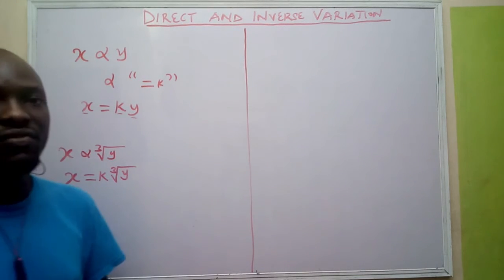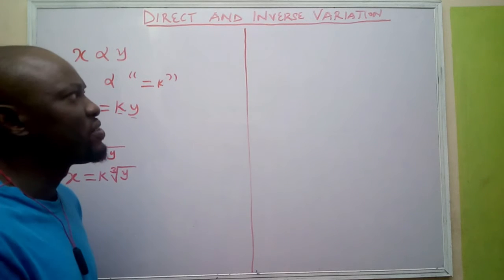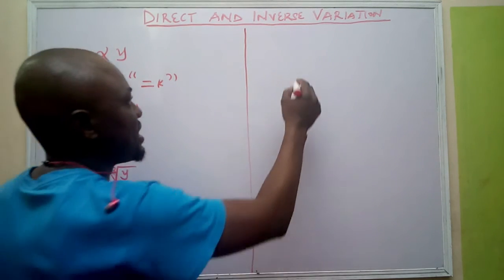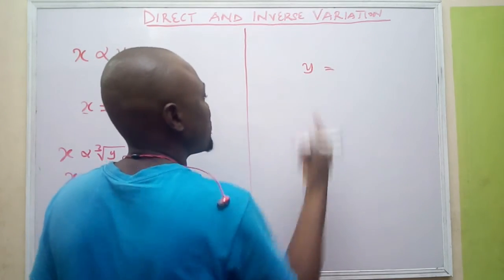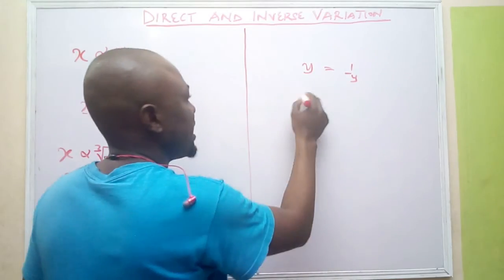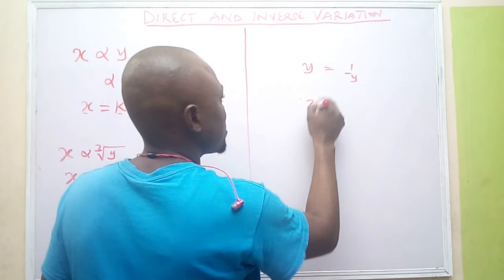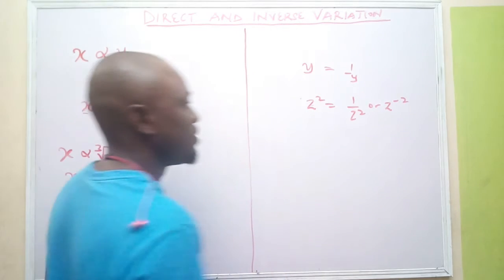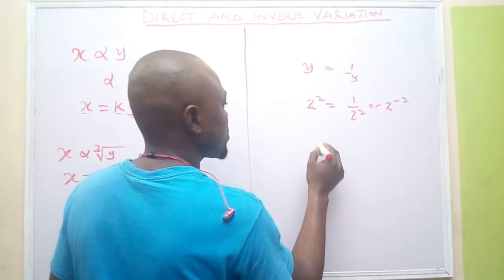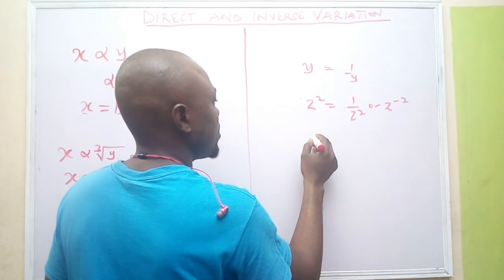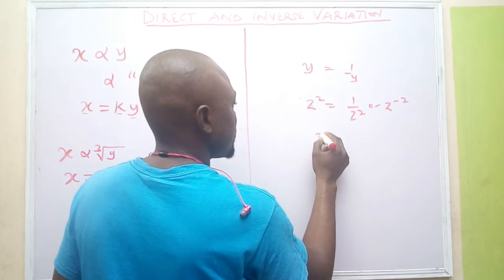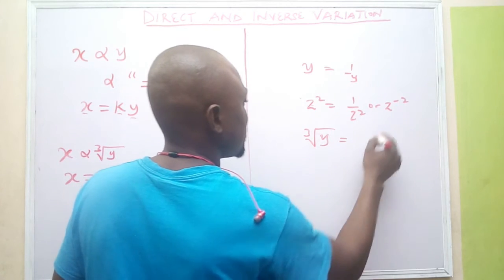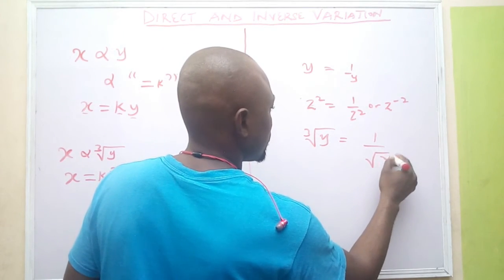Now let's talk about inverse variation. In inverse variation, for instance, the inverse of y is 1 over y. The inverse of z squared is 1 over z squared, or it can be written as z raised to the power of negative 2. Let's say the inverse of the third root of y is 1 over the third root of y.